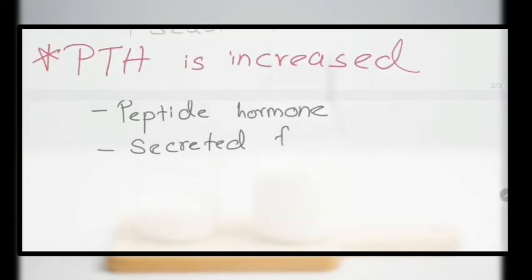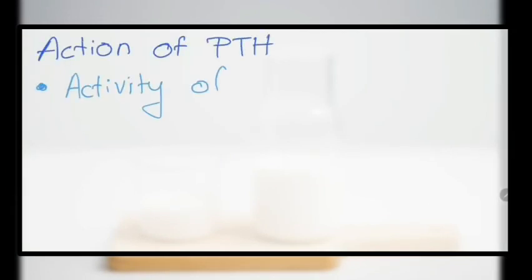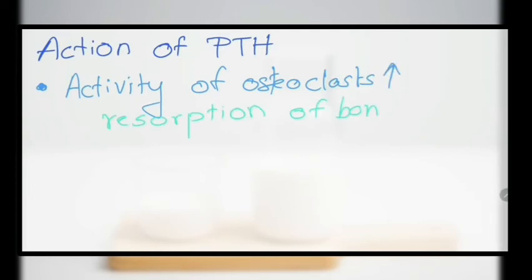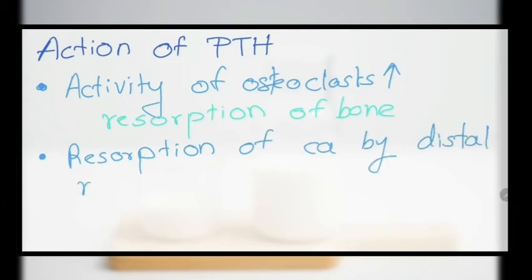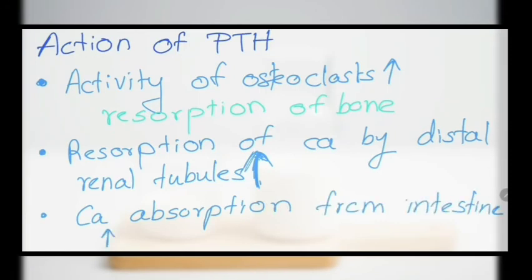Tell me about parathyroid hormone. It is a peptide hormone secreted by parathyroid gland, which acts to increase serum calcium level. How does it increase serum calcium level? It increases the activity of osteoclastic cells, causing resorption of the bone, increases the reabsorption of calcium by distal renal tubules, and increases the formation of active vitamin D, which then increases the calcium absorption from intestine.